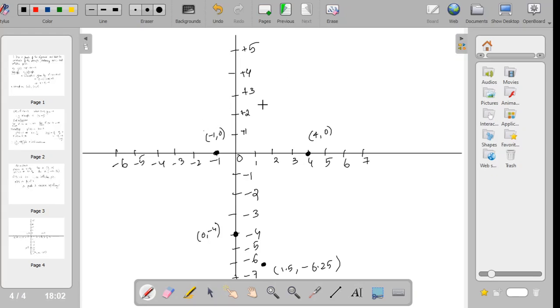So this is the point 3 by 2. From minus infinity to 3 by 2 it is decreasing, and from 3 by 2 to infinity the function is increasing. So the graph will be, okay.